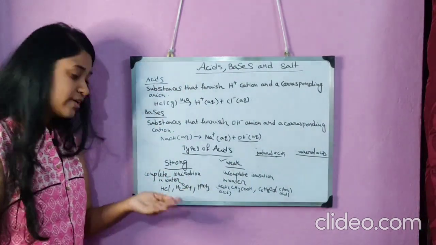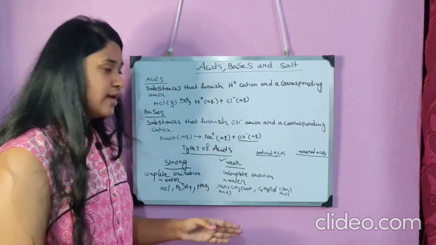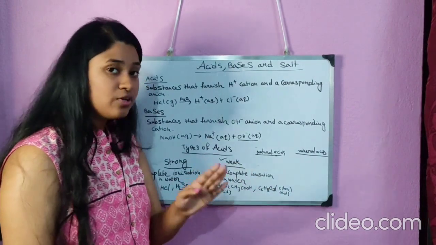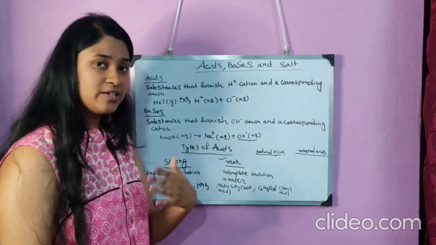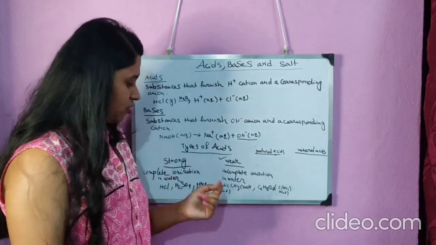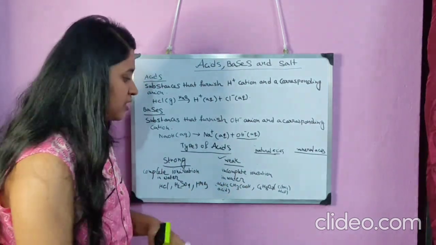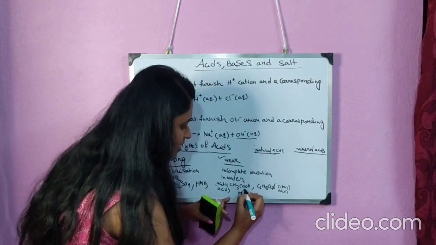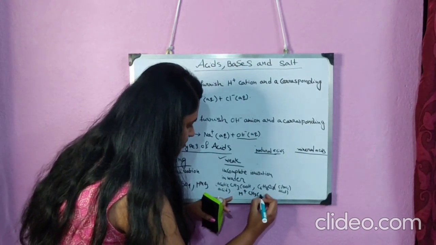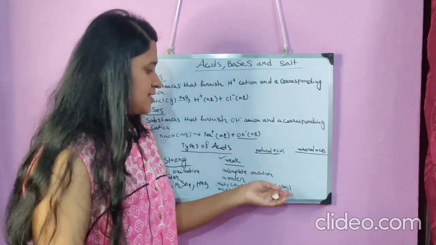What are the examples? Like HCl, hydrochloric acid, sulfuric acid, nitric acid, these are the strong acids. On the other hand, the weak acids are those acids which will not be completely ionized. They will be dissolved in water but will not be completely ionized into the H plus cation. Examples are acetic acid, CH3COOH, which gives us H plus cation obviously but not completely ionized, and the acetate anion. Another example of weak acid is citric acid.